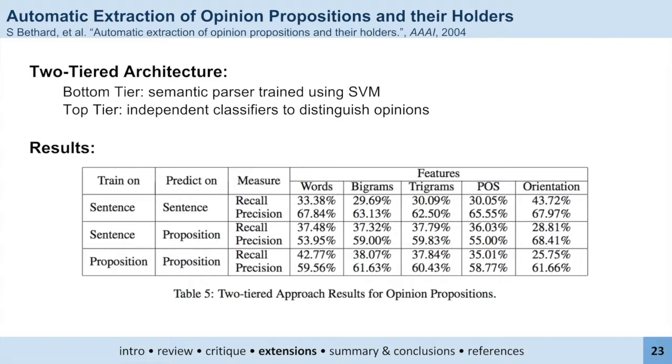The highest precision, 68%, is achieved when opinion-bearing words are used as features. When compared to the one-tiered architecture, a significantly higher precision is achieved with a two-tiered architecture. However, the recall is significantly lower than the one-tiered approach.